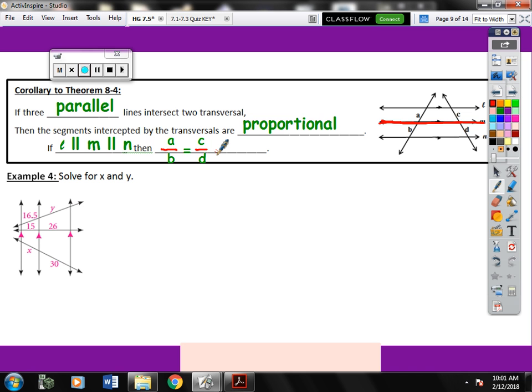You just have to be careful because sometimes they do flip the picture, like our example below. So this one, the parallel lines are going up and down. So you may want to rotate the paper so that they're going horizontally so that it looks more normal to you. And this one has 3 transversals. You only want to look at 2 at a time. So maybe focus on those 2 first. We would have 16.5 over y is equal to 15 over 26.